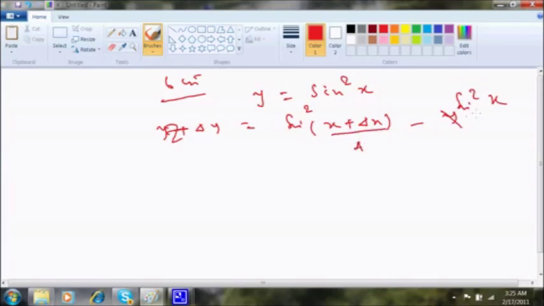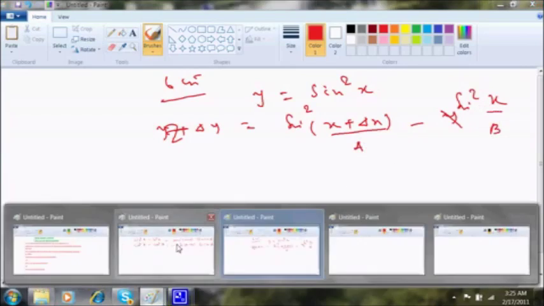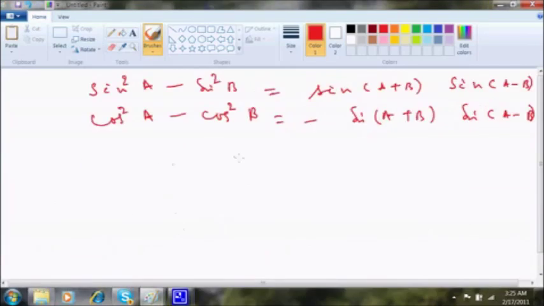This I can take as a, this I can take as b, and we'll go with this formula: sine square a minus sine square b equals sine of a plus b and sine of a minus b. If it is cos square minus cos square, only an extra minus sign is coming. So it's minus sine of a plus b and sine of a minus b.